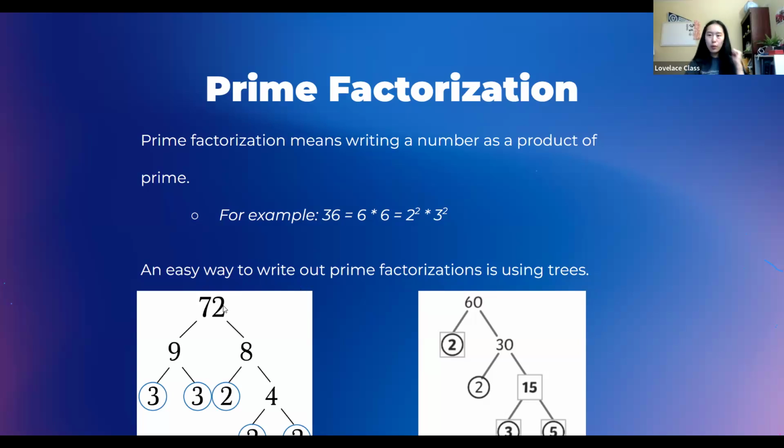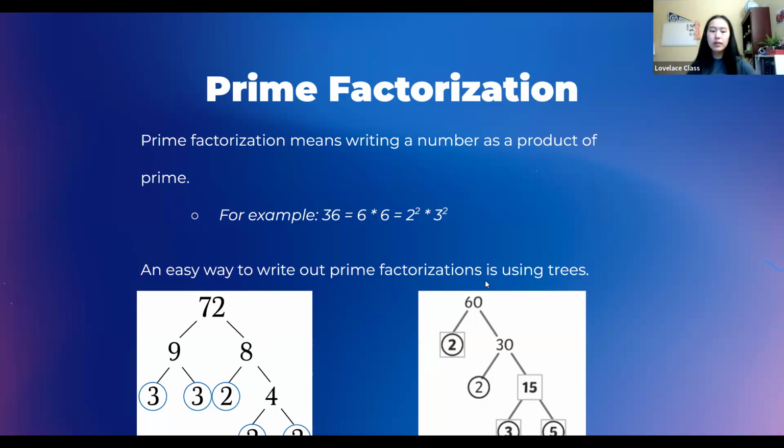You just pull out one factor and then take its primes, and then pull out another factor and then take its primes. So for the tree on the left, 72, we have 9 times 8 is 72. And 9 equals 3 times 3, 3 are prime. 8 equals 2 times 4, 2 is prime. 4 equals 2 times 2. It's really good to get in the habit of circling the primes, especially if you're working with smaller numbers, so you don't overfactor them later.